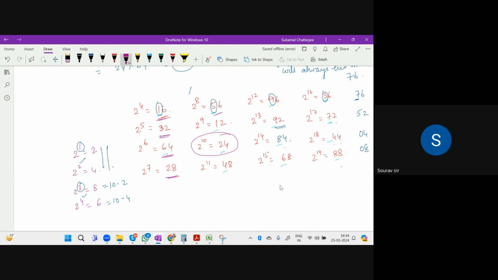Clear? So you don't have to remember this. This is just for your knowledge. But you have to only remember this one. So wherever you get a power of 2, you have to convert it to the power 10 and take 24, and then 24 to the power odd will end in 24. 24 to the power even will end in 76. Clear? Yes, sir. Okay.